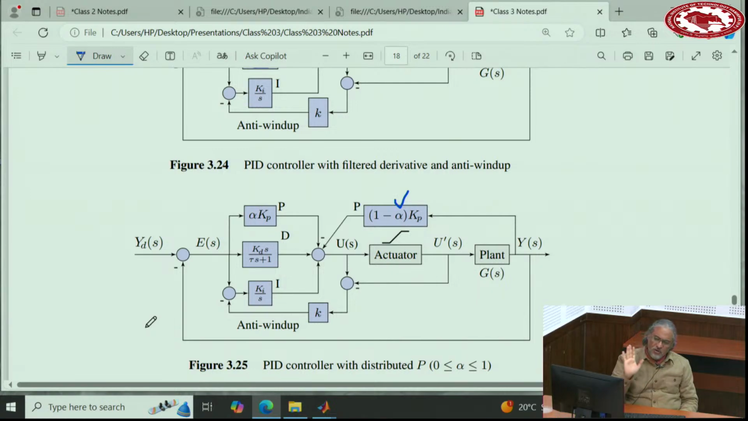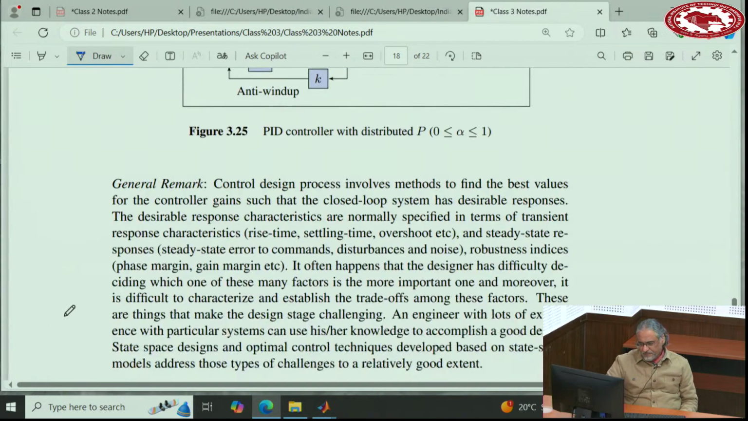In other words, you have the option to do that. So why would you do that? I will tell you tomorrow in the class that if you play with this alpha, you can fine-tune some of the responses, but not significantly. Okay? All right.